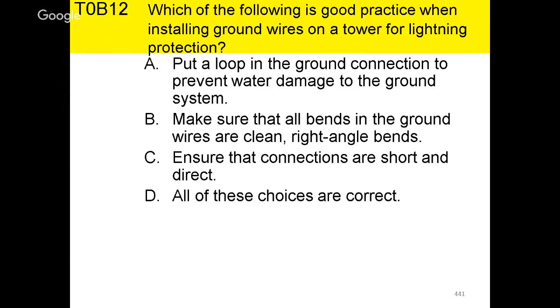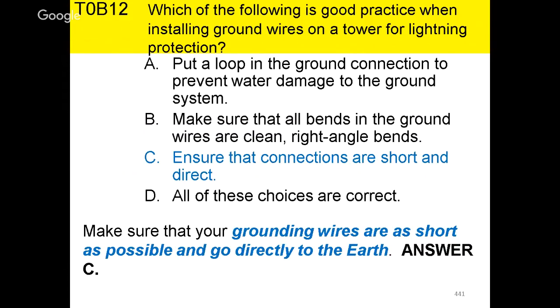Which of the following is good practice when installing ground wires on a tower for lightning protection? A good practice, again, is you want to make sure that your connections are as short as possible and direct. Right angle bends and sharp turns tend to mess things up. So you want to make sure that they're as short as possible and go directly to earth.